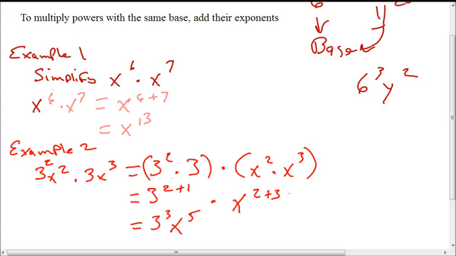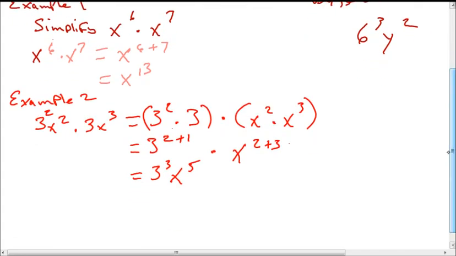Now, because we are in the simplification and evaluation mode, we get to the evaluating part here. We've simplified it. Now the evaluating part would be, what is 3 to the third power? Well, of course, 3 times 3 is 9 times 3 is 27. x to the 5th.